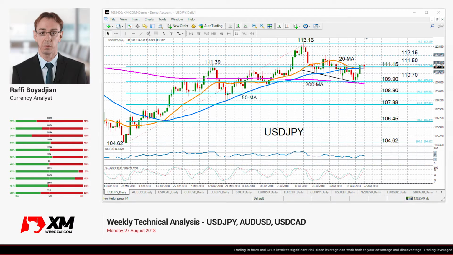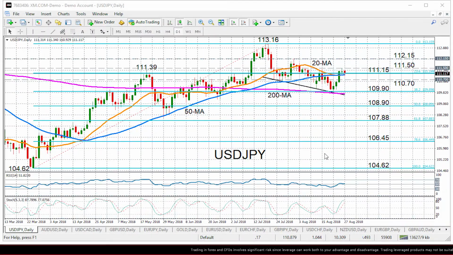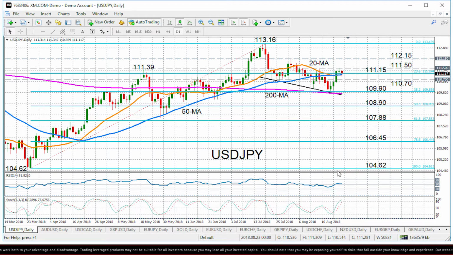The pairs we're going to be looking at for this week are the dollar yen, the Aussie dollar, and the dollar Looney. We're going to start first with dollar yen. We can see here in the daily chart that the near-term bias is fairly neutral, with the risk being to the upside. The RSI is pretty much flat around the 50 level, while the stochastic still points to some upside momentum.